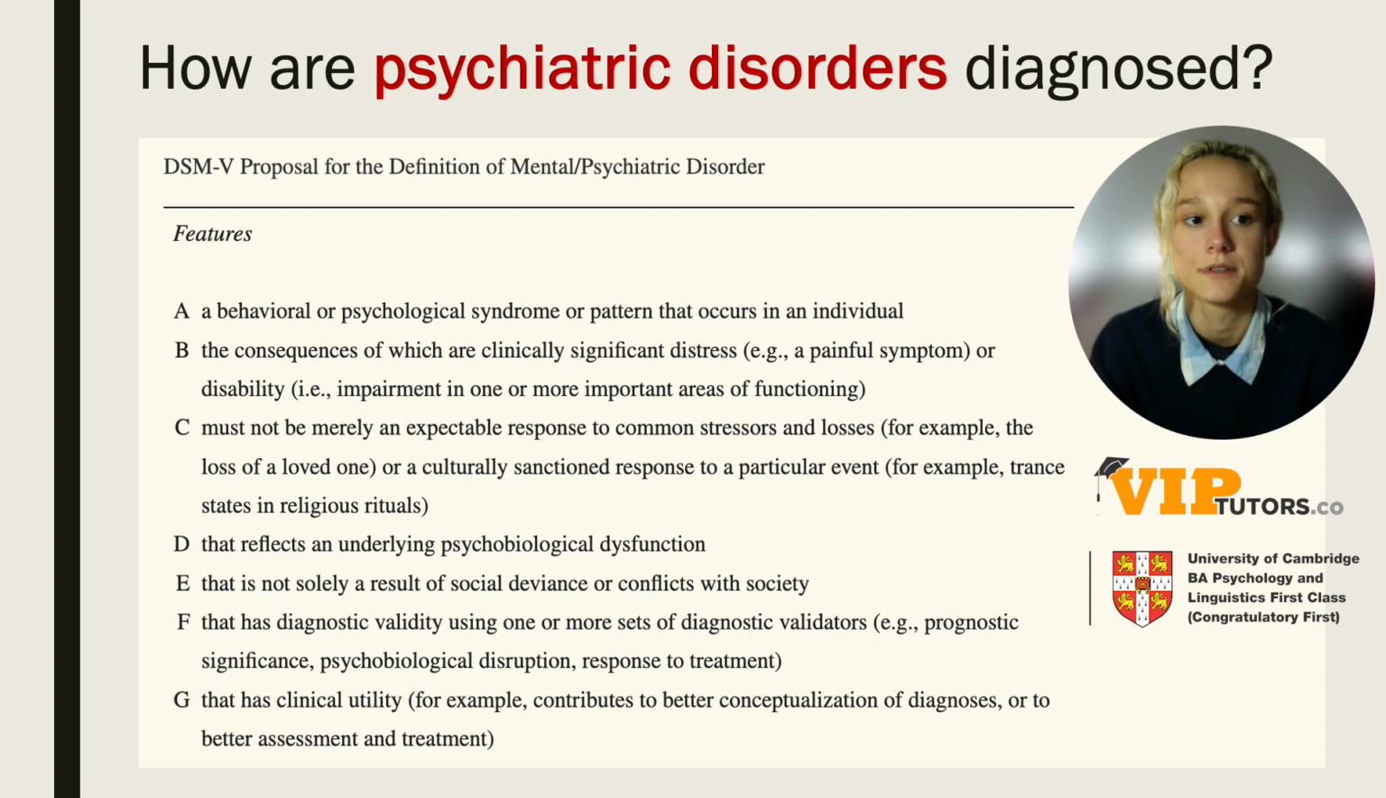How do we diagnose psychiatric disorders then? We've defined them, but how do we diagnose them? And this is how the DSM-5 does it.